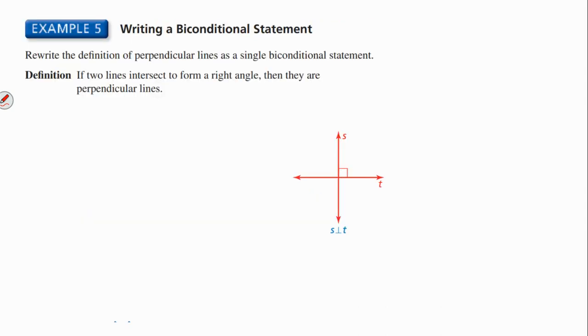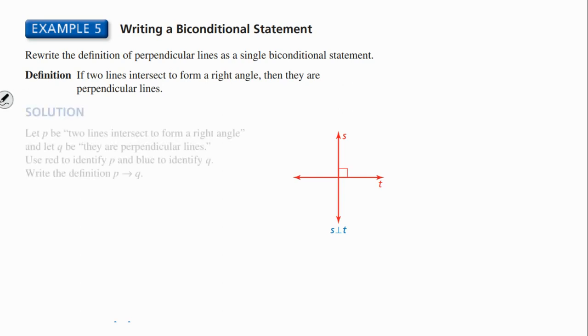We want to write the definition of a perpendicular line as a single biconditional statement. By definition, if two lines intersect to form a right angle, then they are perpendicular lines. Going through the solution, first we want to let P, remember P is the hypothesis, be that two lines intersect to form a right angle. And we're going to let Q be they are perpendicular lines. We want to use red to identify the hypothesis, and we want to use blue to identify the conclusion.